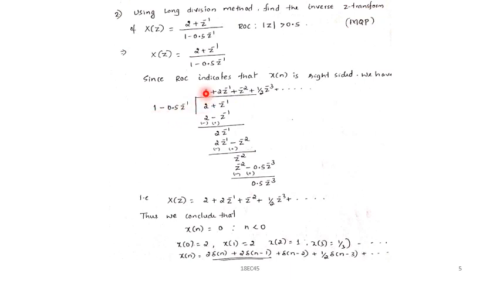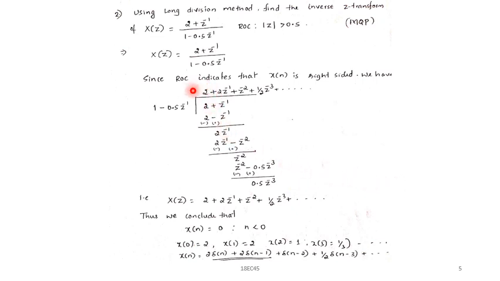First I'll take 2 here and multiply it into this divisor, so I get 2 minus z inverse, since 2 into 0.5 z inverse gives minus z inverse. This cancels, and we get 2 z inverse. Next I'll take 2 z inverse and multiply it, so plus 2 z inverse minus z to the power minus 2. This cancels, so we get z to the power minus 2. Next I'll take z to the power minus 2 and multiply it, giving z to the power minus 2 minus 0.5 z to the power minus 3, so I get 0.5 z to the power minus 3. I'll continue in the same fashion, getting negative powers of z: z to the power minus 4, z to the power minus 5 and so on.